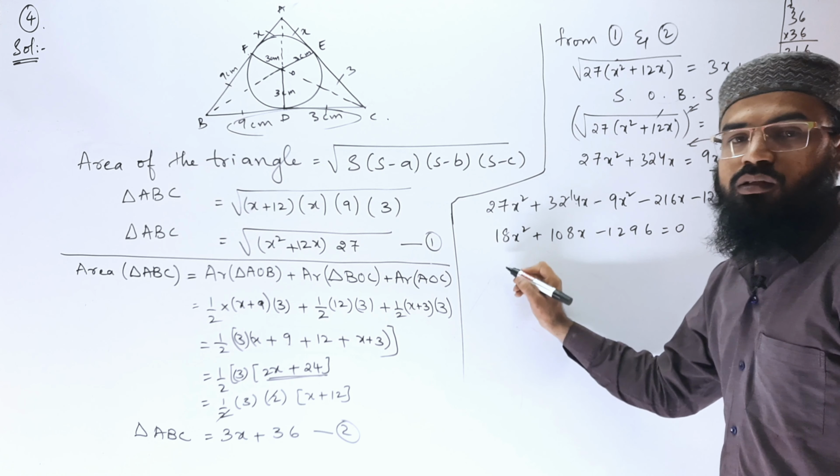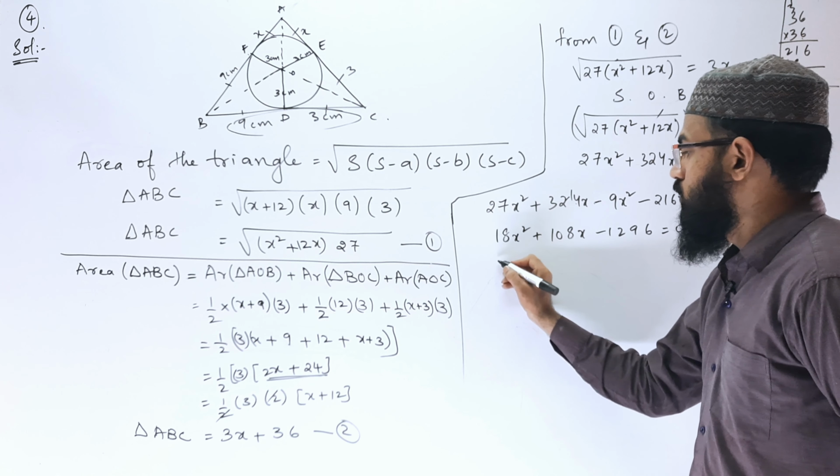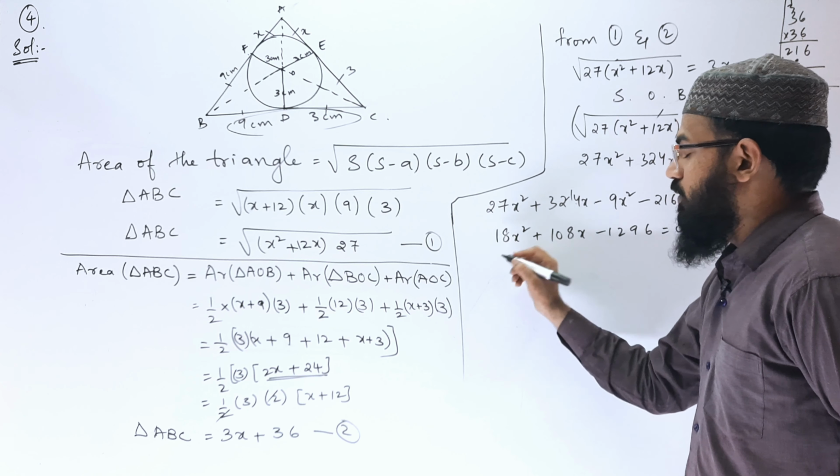Now we can take out 3 common. Otherwise we can take out 18 also. So let us do it with 3. 18 divided by 3 is 6, so 6x square. 108 divided by 3 is 36. 1296 divided by 3 is 432. 0 by 3 is 0. Next we will take out 6 as common.